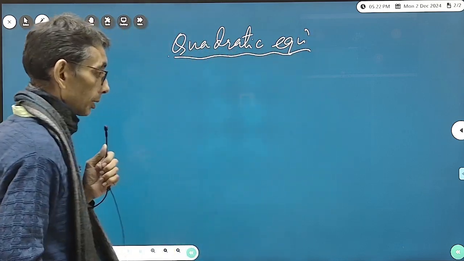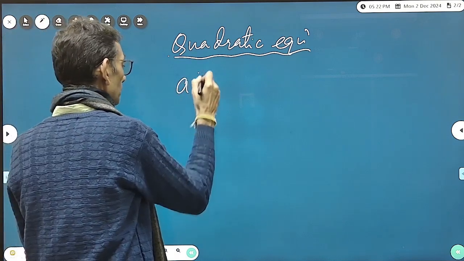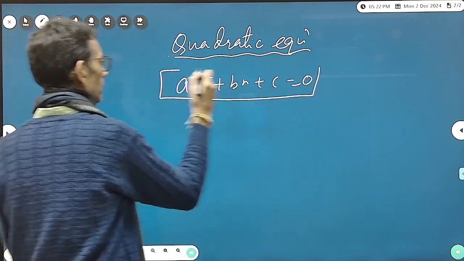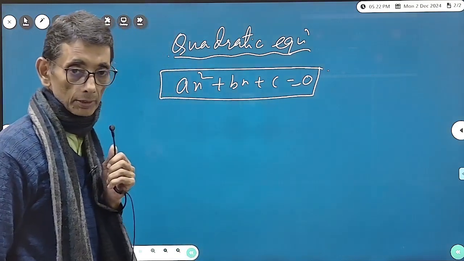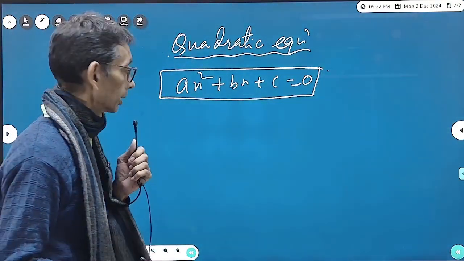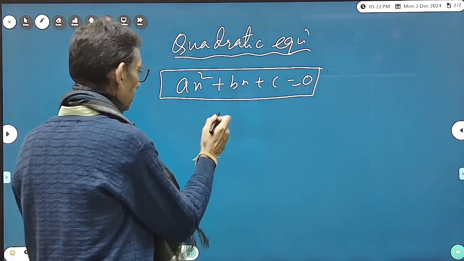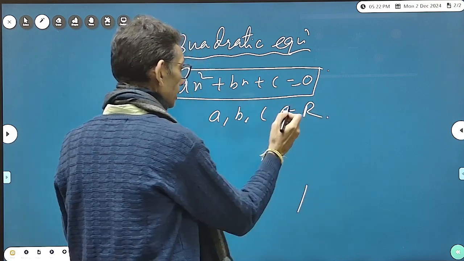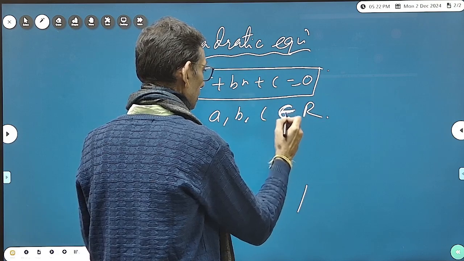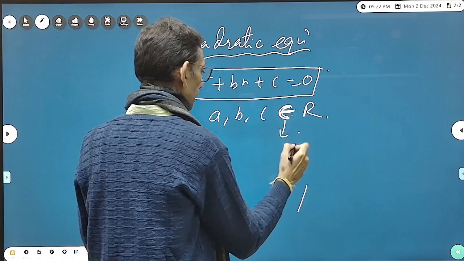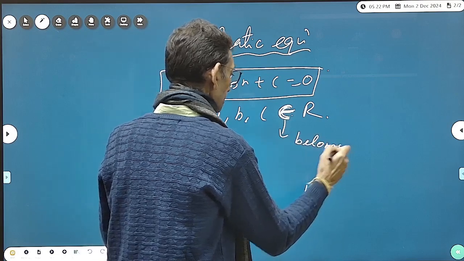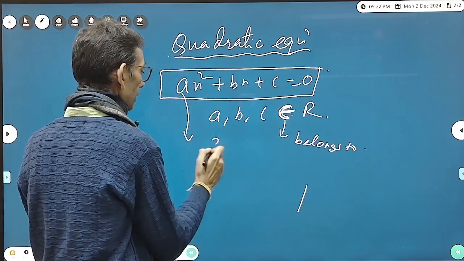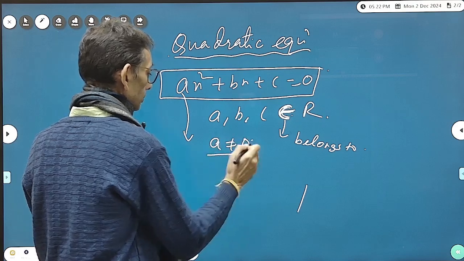Quadratic equations. The general form of a quadratic equation is ax square plus bx plus c. Remember, a, b, c are all real numbers, a, b, c belong to R. And just remember this, a is not equal to 0.